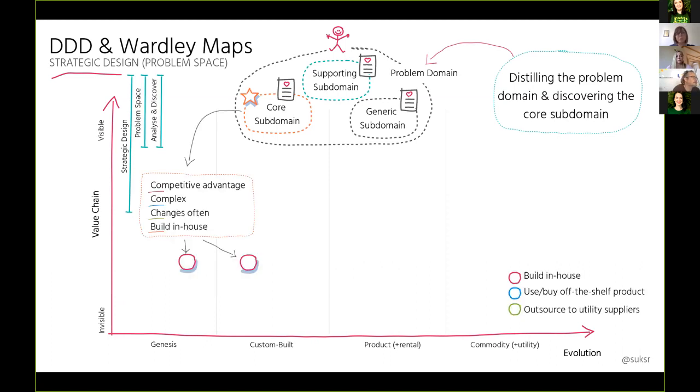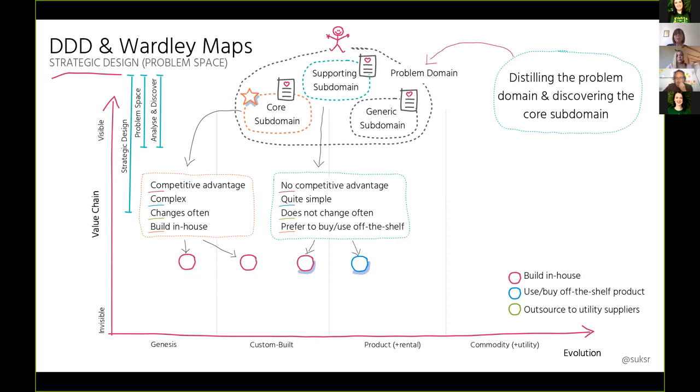The core subdomain is the essential part of our problem domain, and that's providing competitive advantage. That's the subdomain we should strategically invest in most. These are supposed to be quite hard to copy and imitate, so they tend to be very complex and they tend to change very often. So the core subdomain is the one that we should strategically invest in most and innovate on, and the one that we should build in-house. So those go into the Genesis and custom-built evolution stage of the Wardley map.